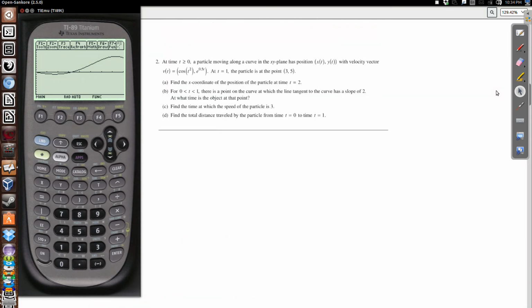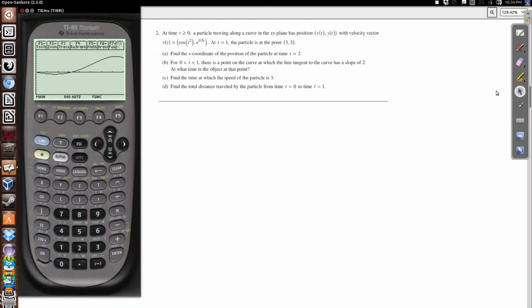So scrolling down, question 2 says at time t greater than 0, a particle moving along a curve in the xy plane has position x of t, y of t, with velocity vector v of t equals cosine of t squared and e to the 0.5t. And at t equals 1, the particle is at the point 3,5. Part A wants us to find the x-coordinate of the particle at t equals 2.